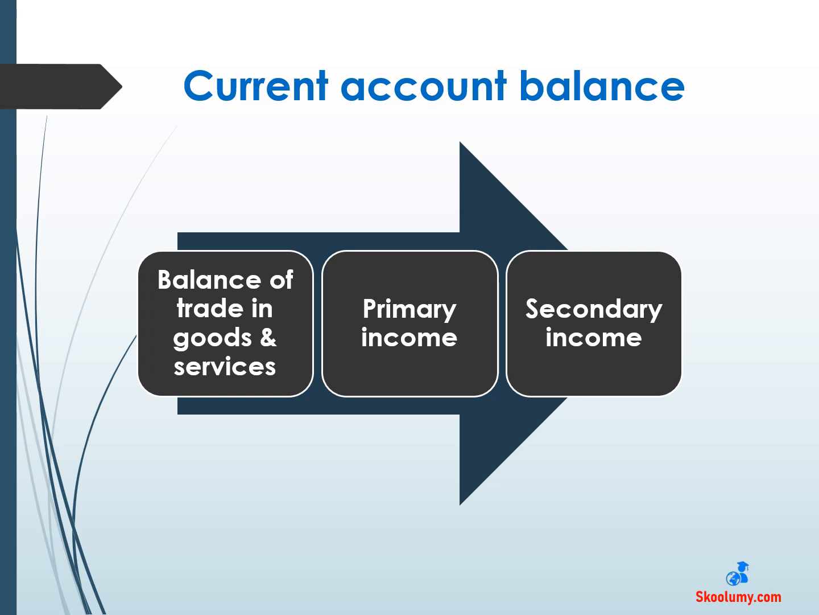So, the current account balance can be restated as the sum of net exports of goods and services, net primary income, and net secondary income. The current account can have a deficit, which is a negative balance, or a surplus, which is a positive balance.